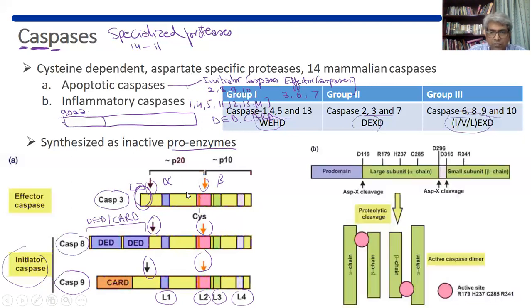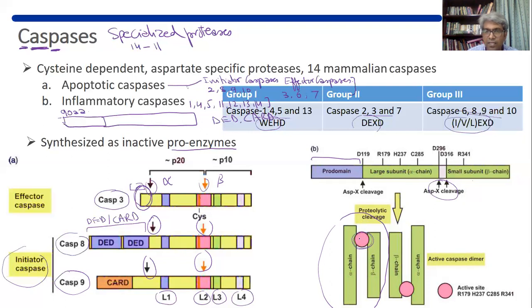So what happens is when the caspase is cleaved, for example, the pro domain is cleaved, and then you have a cleavage here, actually two cleavages here as well. That releases a large subunit, which is called alpha chain, and then a smaller subunit, which is called beta subunit or beta chain. So these alpha and beta then heterodimerize.